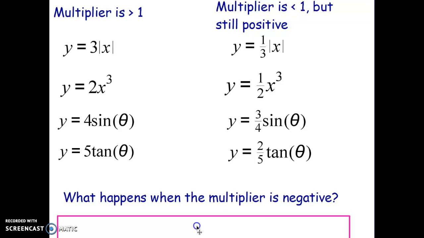And the question we're going to consider today is what happens when the multiplier is negative. And what we're going to learn is that when the multiplier is negative, this is a reflection. It flips the graph over the x-axis. There are also horizontal reflections. We are just not going to focus on those this year. We're only going to focus on vertical reflections.